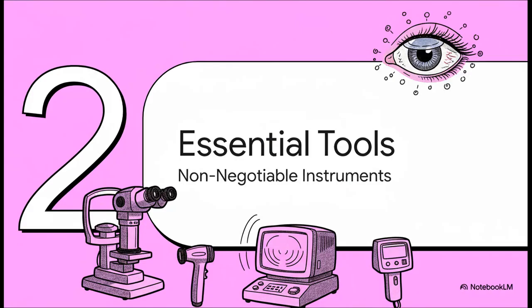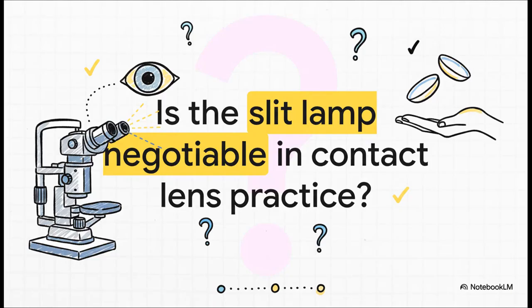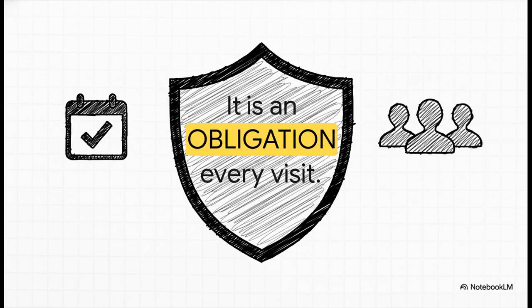Okay, so we've laid the foundation. Now let's talk about the tools of the trade, the stuff that's absolutely non-negotiable for a proper ocular surface exam. So let's start with the big one, the slit lamp. Is it really a must-have for every visit? Can you maybe skip it on a routine follow-up, especially if the patient comes in saying everything feels great? The answer from the experts could not be more clear. It is an obligation, not a suggestion, not a nice-to-have. It's mandatory. Every single patient, every single visit, full stop.